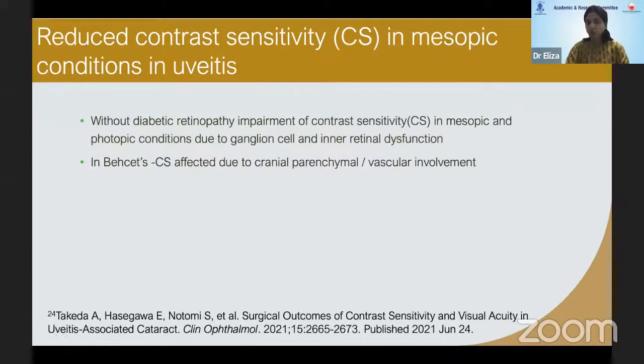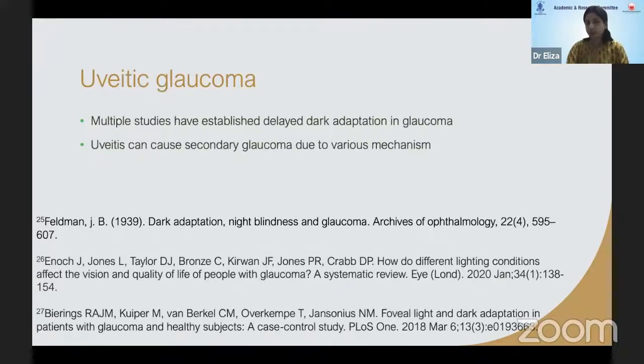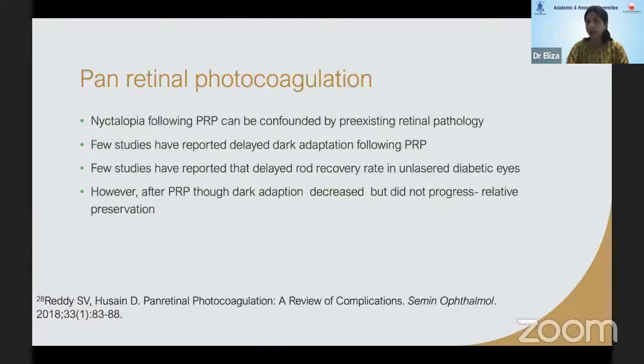A word to add about Behçet's, where contrast sensitivity can be reduced or delayed dark adaptation can be there even because of the cranial, parenchymal, and vascular involvement, not just the photoreceptors or the retinal damage per se. Now, glaucoma, a known complication of uveitis, can further worsen the dark adaptation in uveitic eyes.